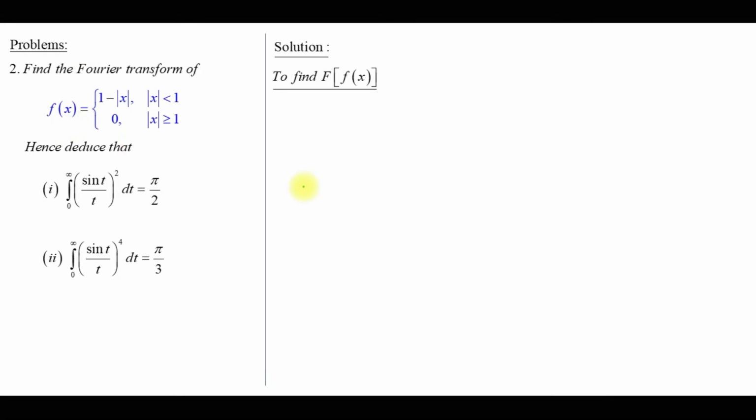So what is the formula for Fourier transform of f of x? Fourier transform of f of x equals 1 divided by square root of 2 pi integration minus infinity to plus infinity f of x e power isx into dx. So what is f of x? Actually the limit minus infinity to plus infinity is split into three parts: minus infinity to minus 1, minus 1 to plus 1 and 1 to infinity.